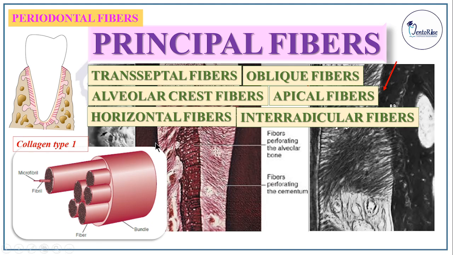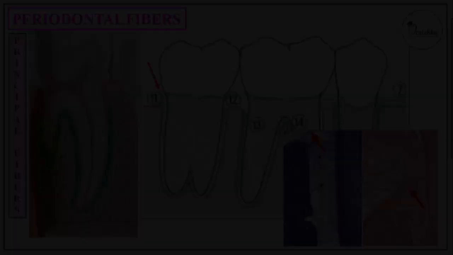So, the principal fibers of periodontal ligament are arranged in 6 groups. These groups are the transeptal fibers, the oblique fibers, alveolar crest fibers, the apical fibers, horizontal fibers and the interradicular fibers. We will discuss each of these fibers in detail now. The details of all these fibers will be dealt with under 2 headings. Number 1, the origin and insertion of fibers. Number 2, the function of fibers. Now let's discuss each of these fibers in detail.